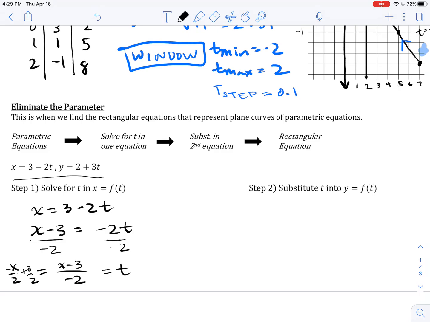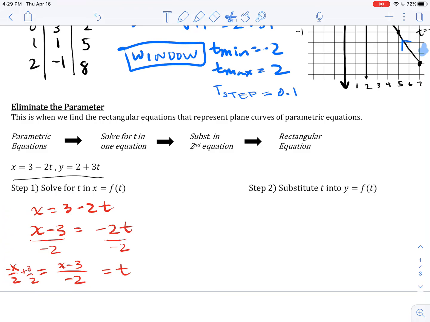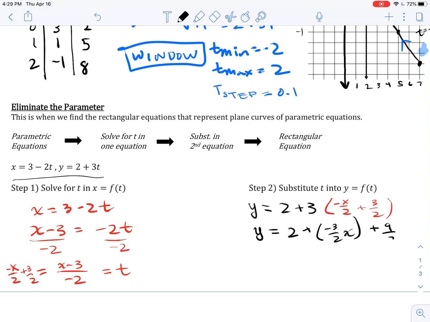So to come up with my rectangular equation, I'm going to take this t value and plug it in. Let's just change the color of this and make that red. And we're going to take this now and plug it into our other parametric equation. So we're going to say y is equal to 2 plus 3 times the quantity of t. And we know what t is now. T is -x over 2 plus 3/2. Now from here, just finish solving for y. Y is equal to 2 plus, let's do the other part first, -3/2 x plus 9/2, and just clean that up. Y is equal to -3/2 x plus 13 over 2.